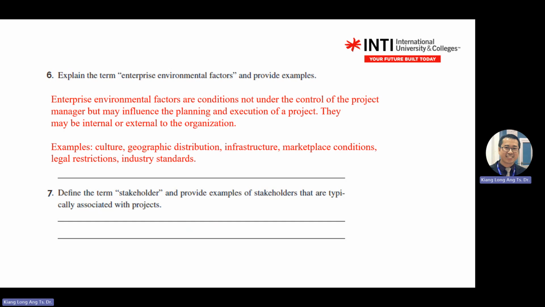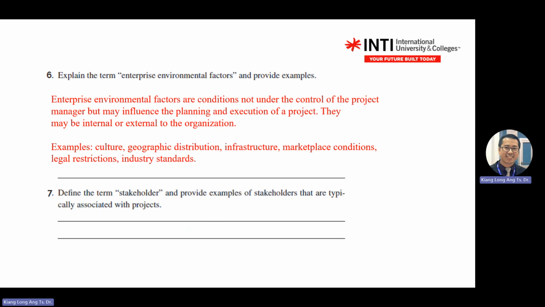So enterprise is asking about the environment. If you are asked to explain, you don't reuse the wording. You explain what the environment means: so conditions, and so on.